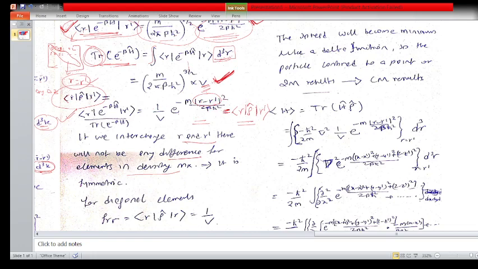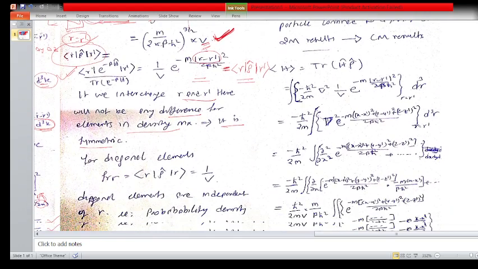So this value will not change, which means that interchanging r and r dash will not change the element in the matrix, which means that the density matrix is, again, symmetric. In this case also we can see that the density matrix is symmetric.